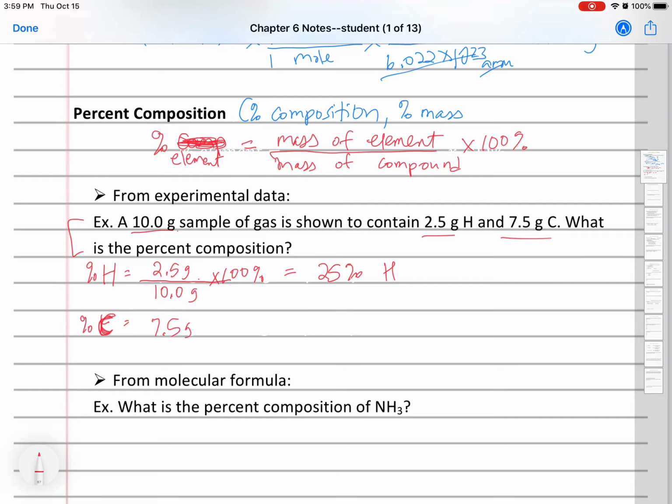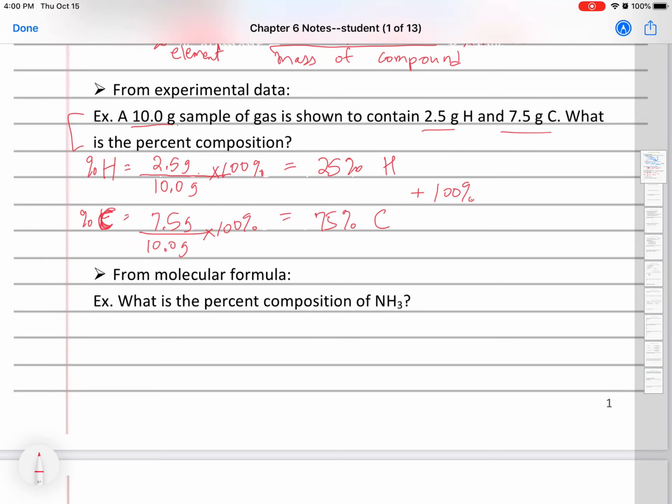Carbon, we've got 7.5 grams of carbon out of the 10 grams of the sample. So in this case, carbon makes up 75% of the mass. Notice that these two add together to be 100%. All of the components need to add together to be 100%. That's sort of the definition of percents.